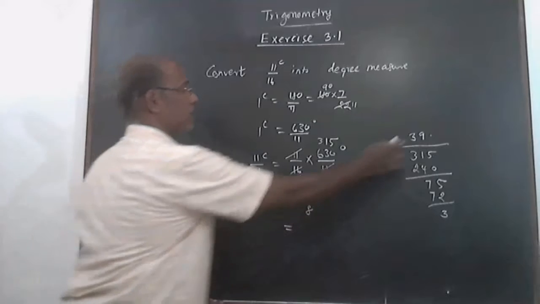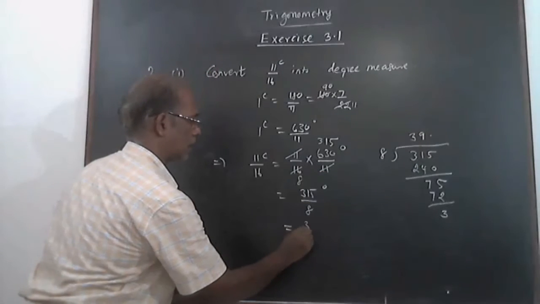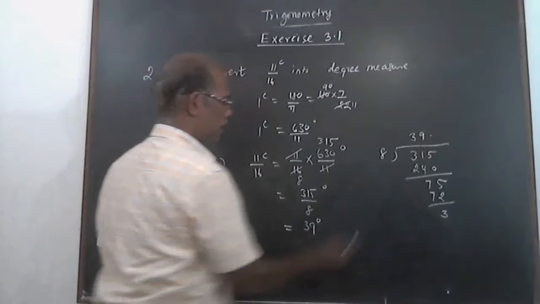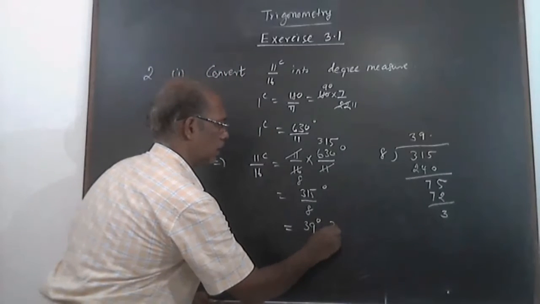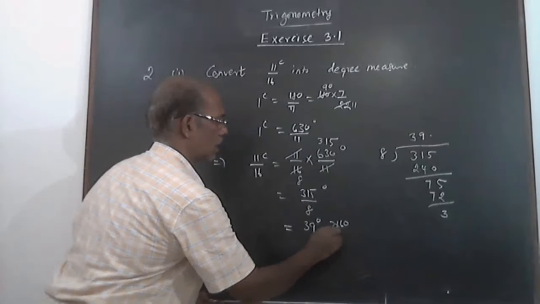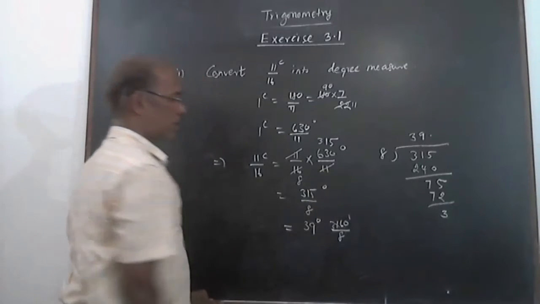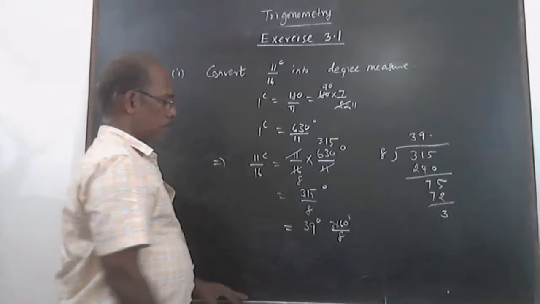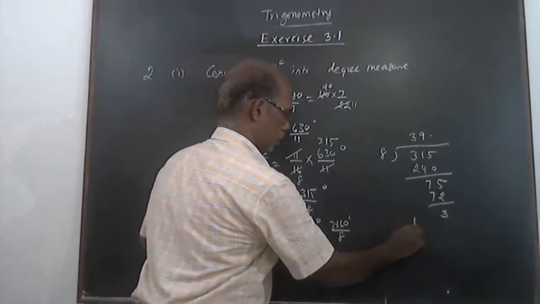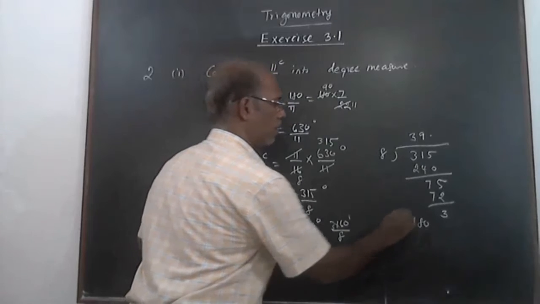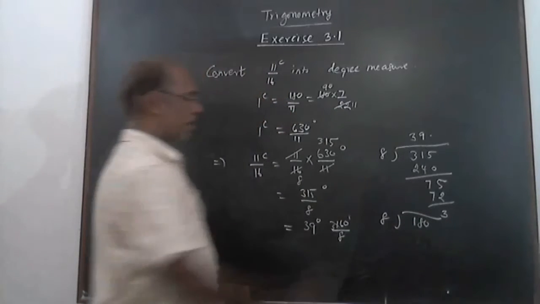How to write this? 39 degree, and remainder 3. 3 by 8, or 3 into 60 by 8. The degree is now minutes. So 3 times 60, 180 by 8. And now we have to divide 180 by 8.